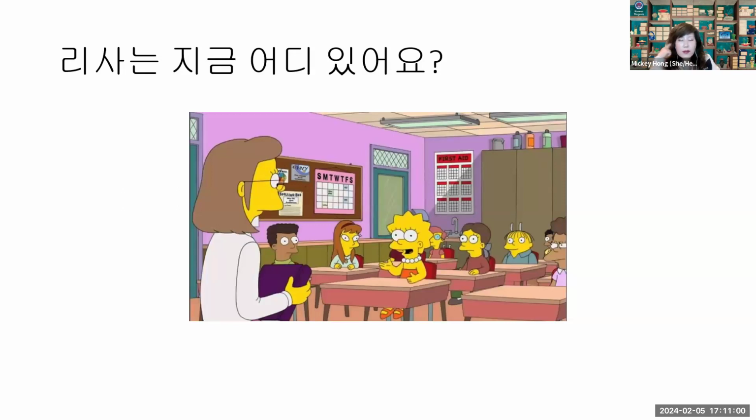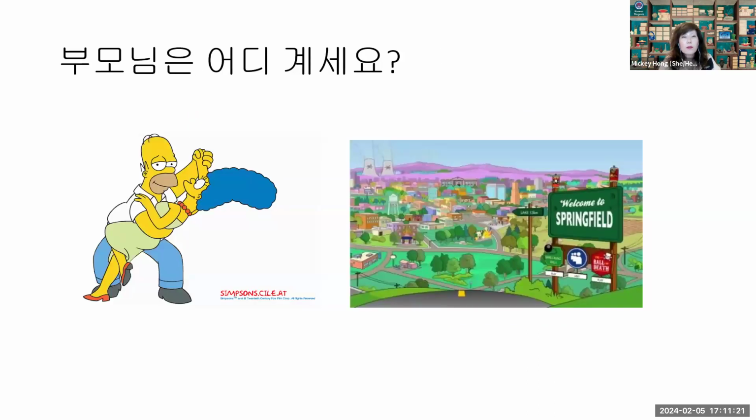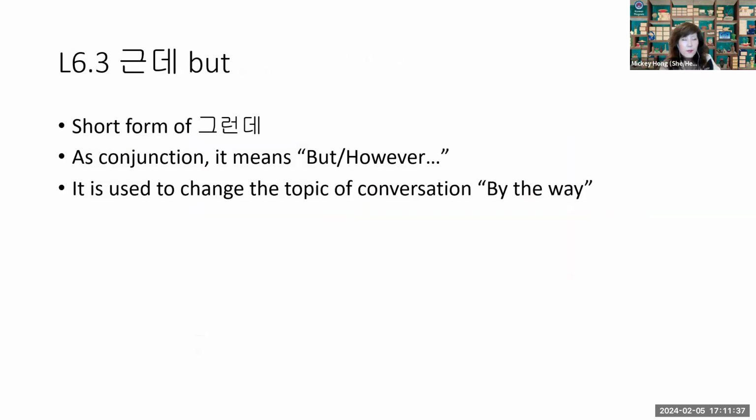리사는 지금 어디 있어요? Now you're asking about the person, where Lisa is. So 어디 있어요? Where is she? 클래스 수업에 있어요 or 교실에 있어요. She's in class, in session, or she's in the classroom. 부모님은 어디 계세요? Where are the parents? Where's the city they are at? 스프링필드에 계세요, because even if it's other people's parents, your own parents, you have to use honorifics with them for respect.